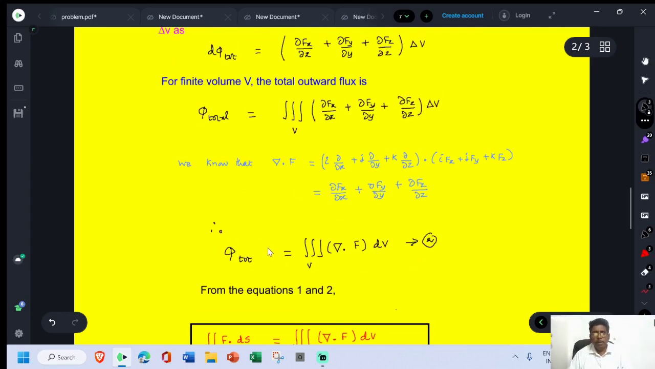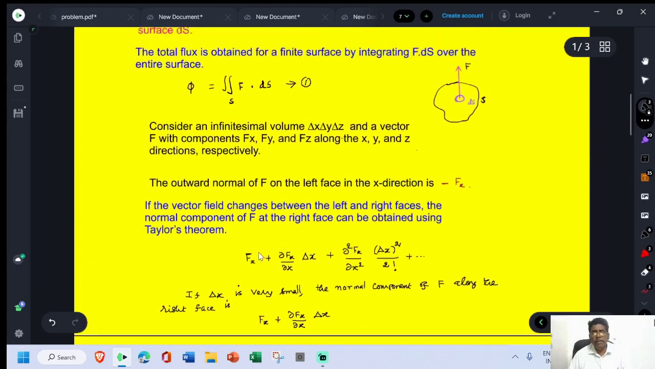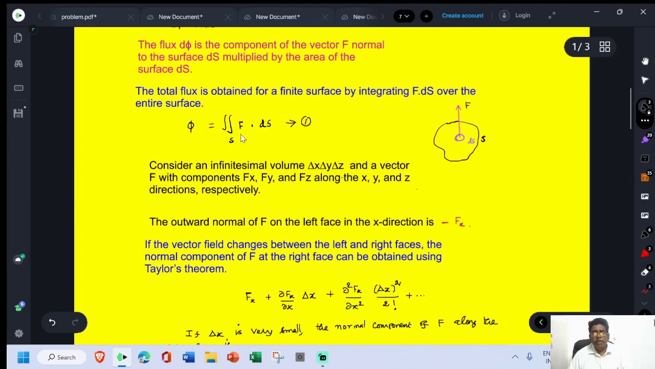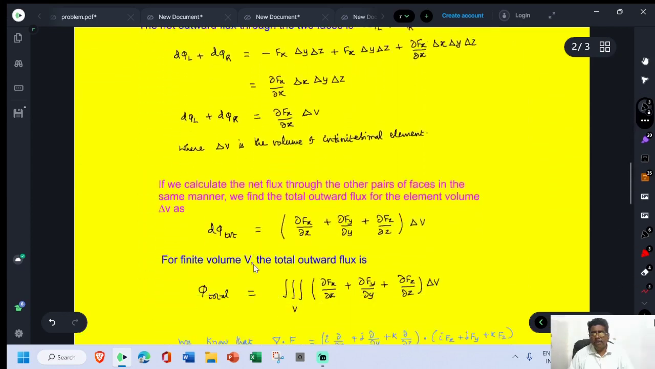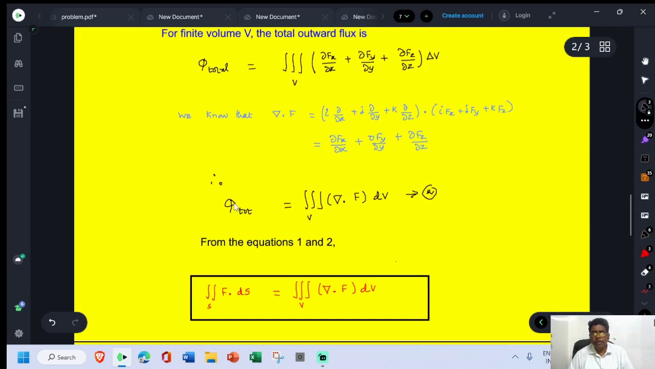Already we have proved that pi total is equal to the double integral of F dot ds. See here, pi equals F dot ds. We have expressed this in terms of area. We have expressed this in terms of volume. Instead of pi total, we should substitute the double integral of F dot ds. This is expressed in terms of area. The right hand side is expressed in terms of volume.